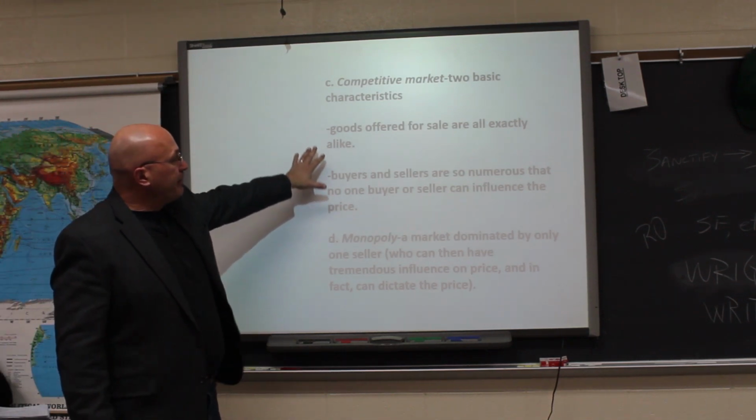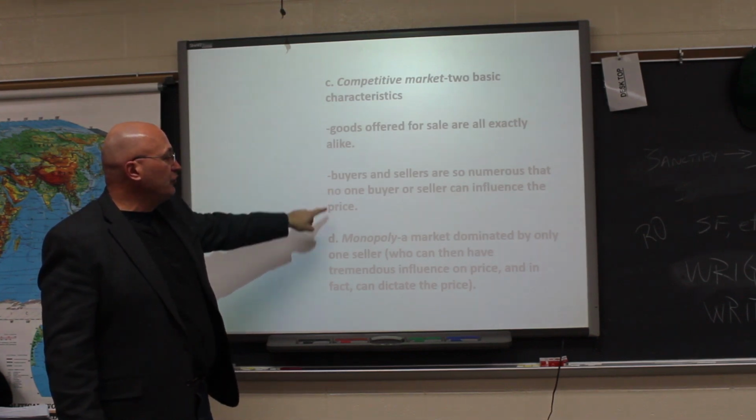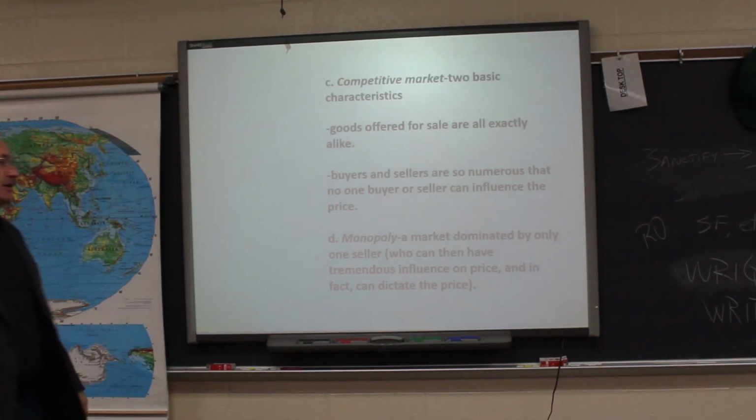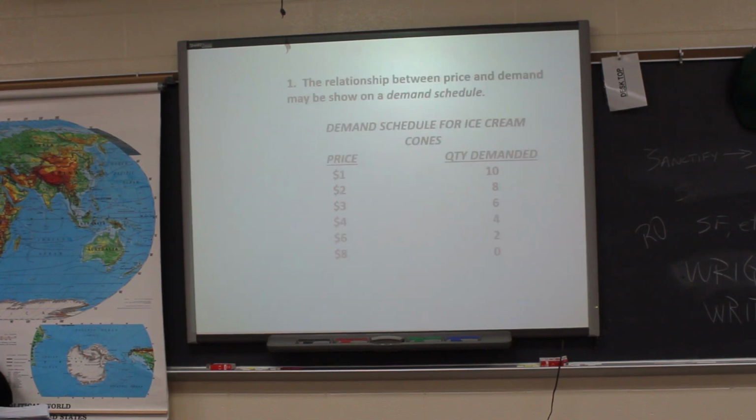Now, we've talked about competitive markets. Goods are all exactly the same. Buyers and sellers are numerous. Monopoly is an example of market failure. We've only got one seller who has tremendous influence on price, but he or she is still limited by demand.